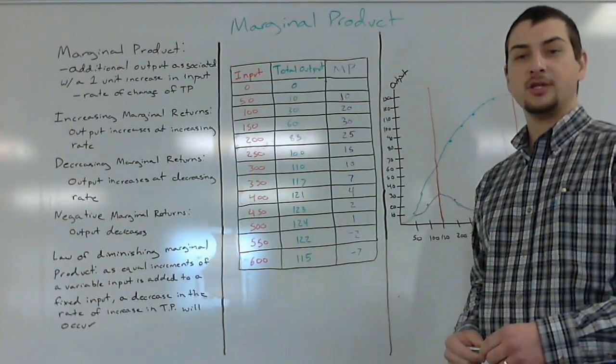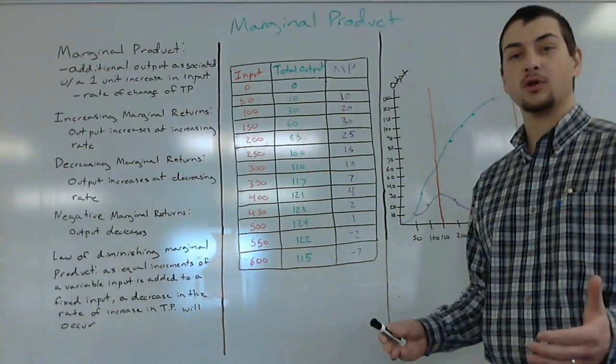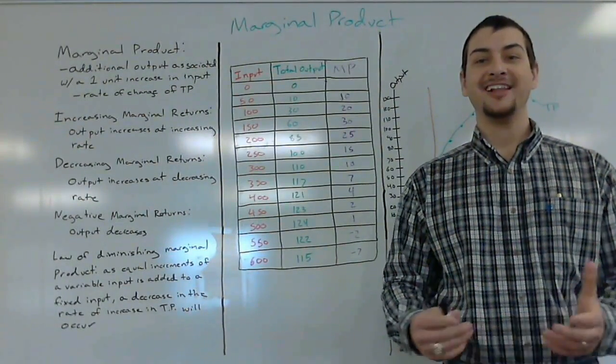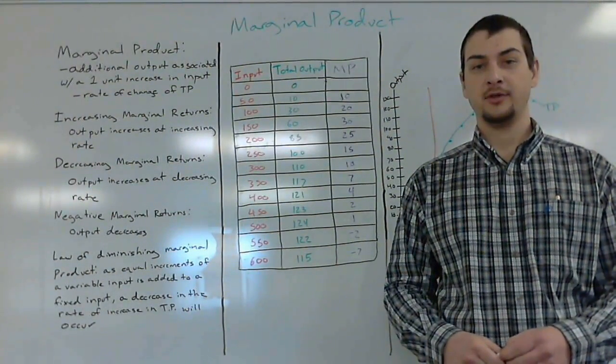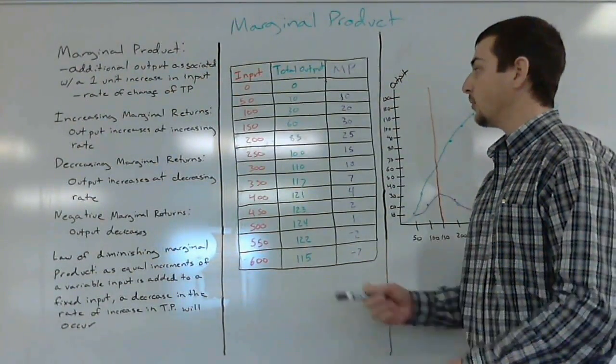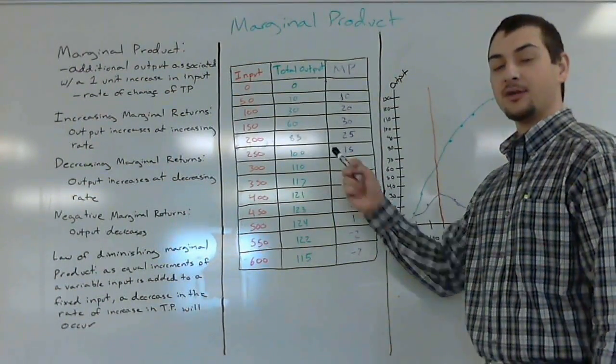Now that we have these definitions laid out between increasing marginal returns, decreasing marginal returns, and negative marginal returns, let's see what it looks like on a graph. First off, we talked about the marginal product. This marginal product is listed in this last column right here.